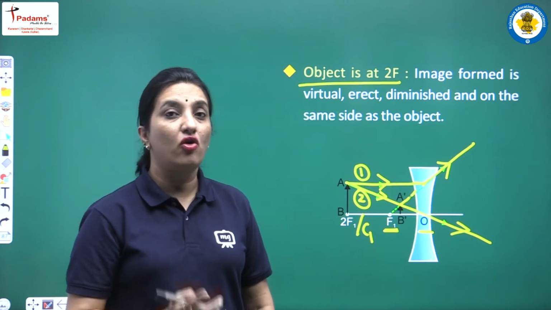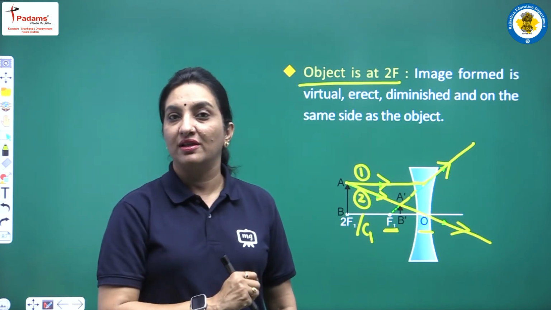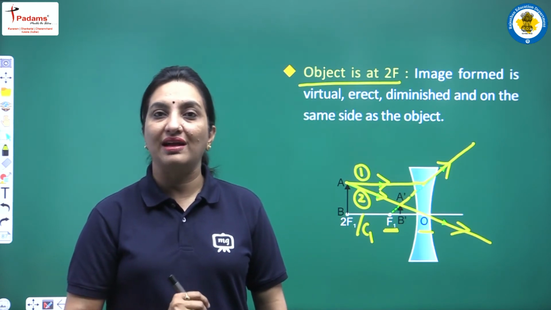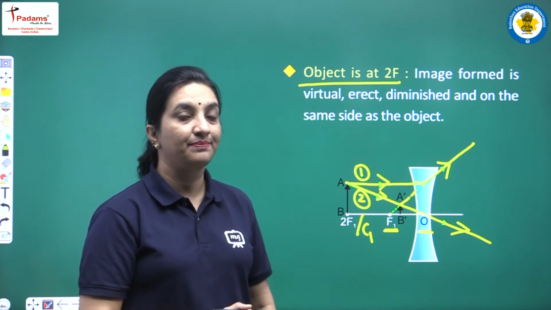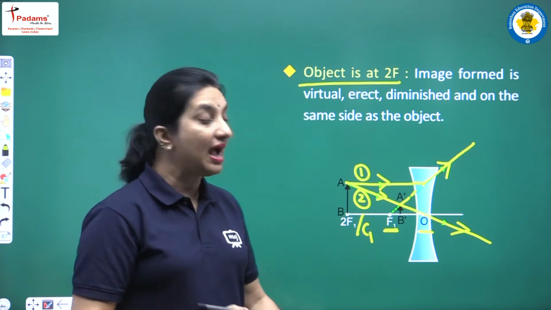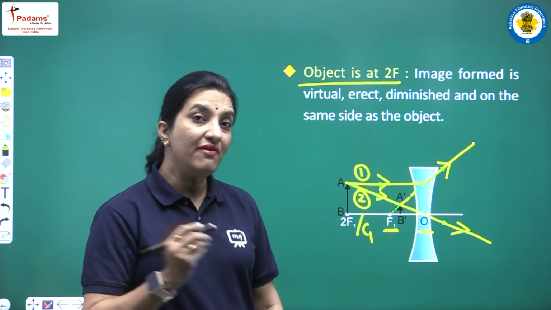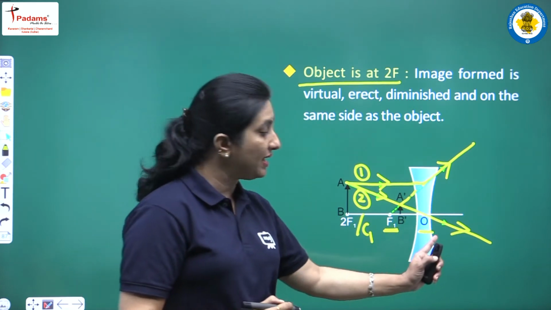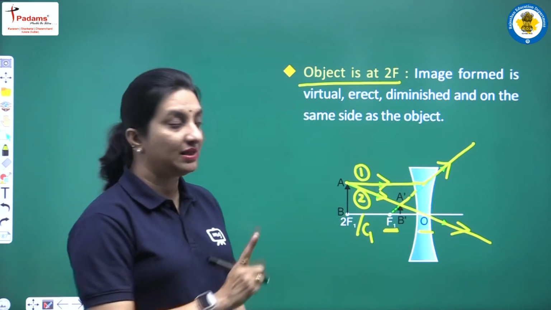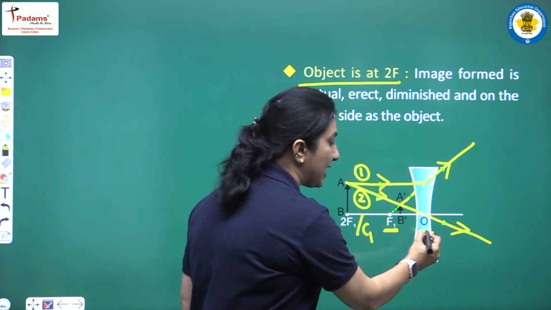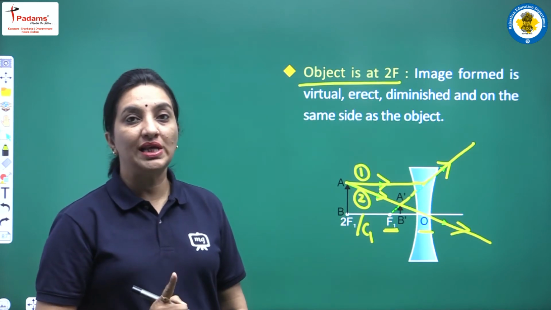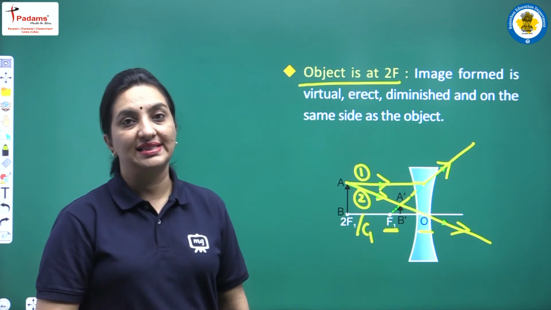So students, we will have only two positions of the object. First, when the object is placed at infinity, the image formed will be at the focus in front of the lens. And when the object is placed anywhere between infinity and the optical center of the lens, what we see is that the image will be formed always between the principal focus and the optical center, and the image will always be virtual, erect and smaller in size.